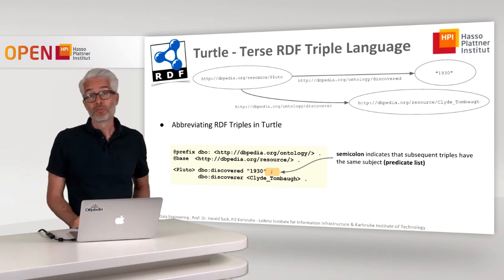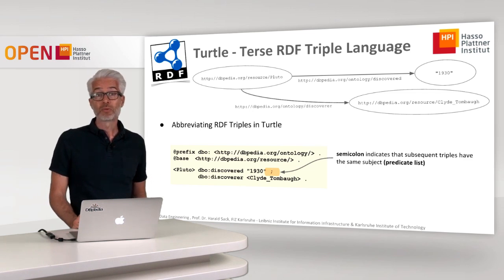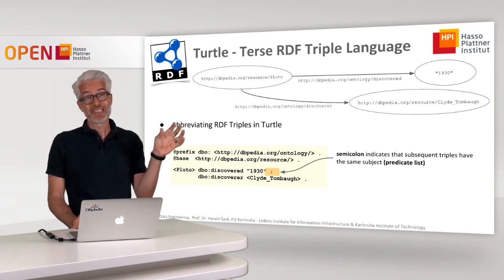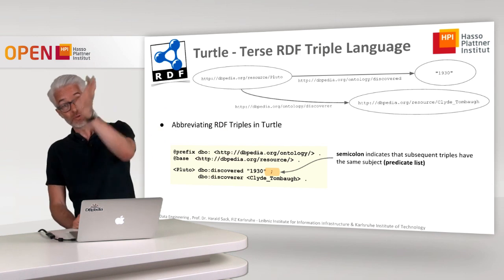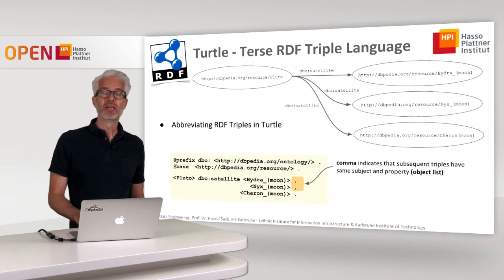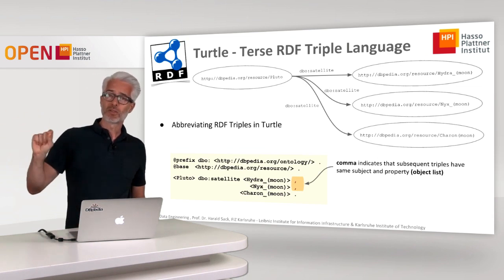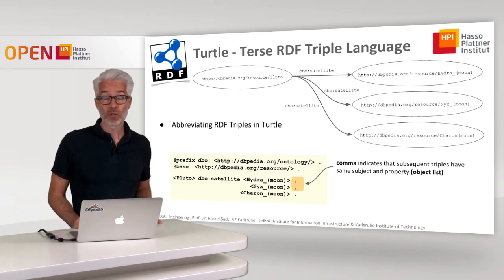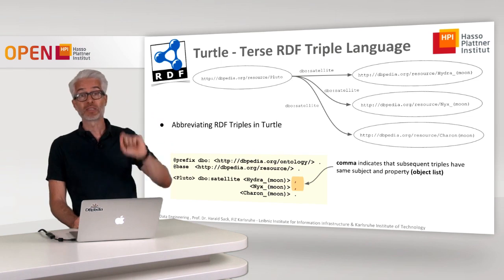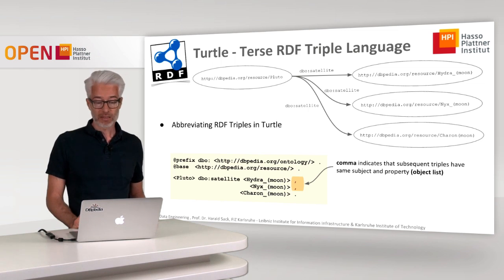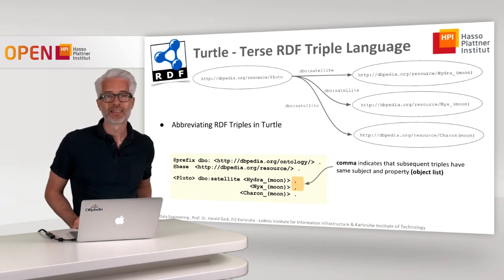So you could probably also imagine that, for example, you do not want simply to repeat the subject, but also, let's say, you have the same subject, the same predicate, and then different objects. Therefore, RDF also provides something interesting. If you don't use a period or a semicolon behind a triple, but a comma, this indicates that subsequent triples have the very same subject and property. So you provide a so-called property list. And here we see, for example, that Pluto has 3 satellites, which are called Hydra, Nix, and Charon.